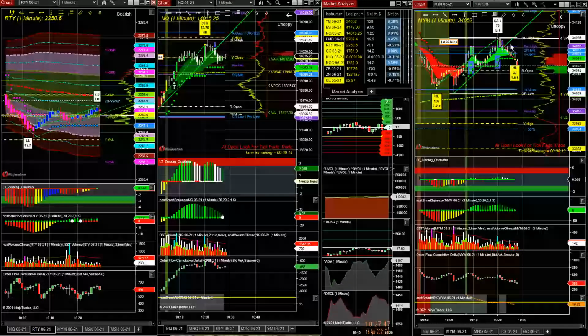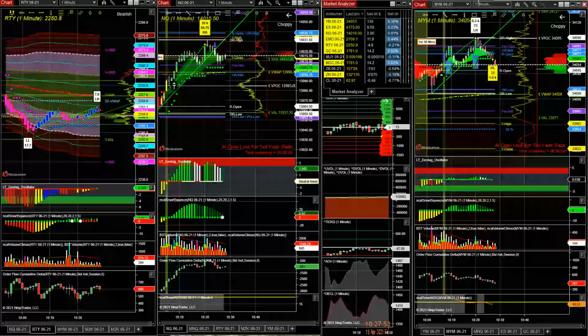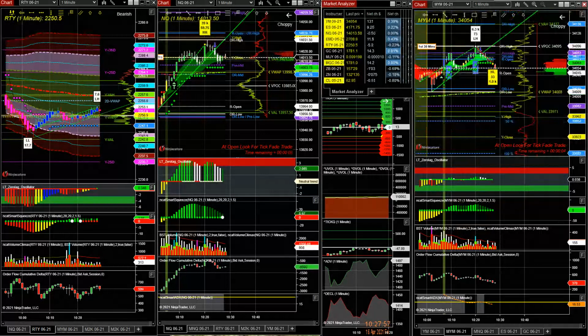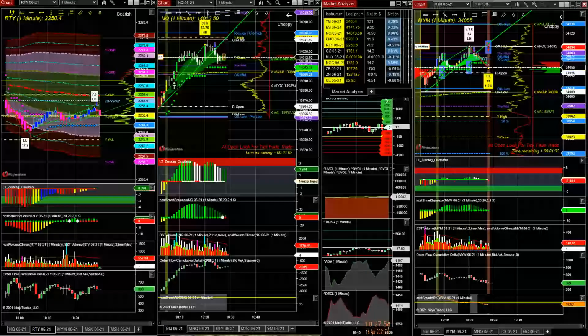YM got up here, but then failed. Running into a bunch of resistance as they go higher, right? And then it's option expiration. Right, they look for another trade, right? So.